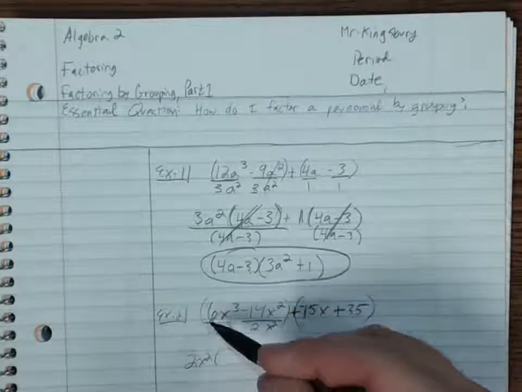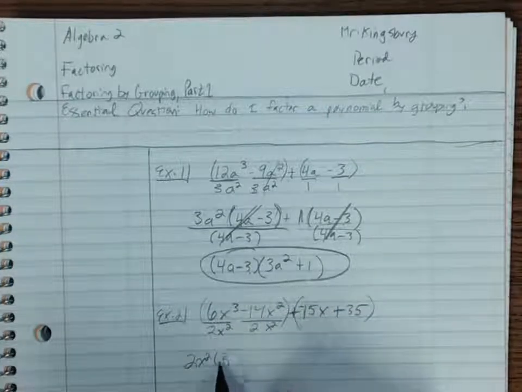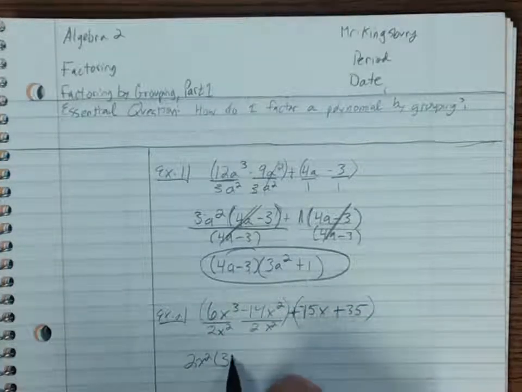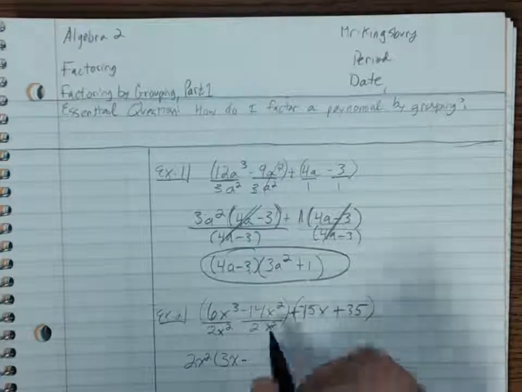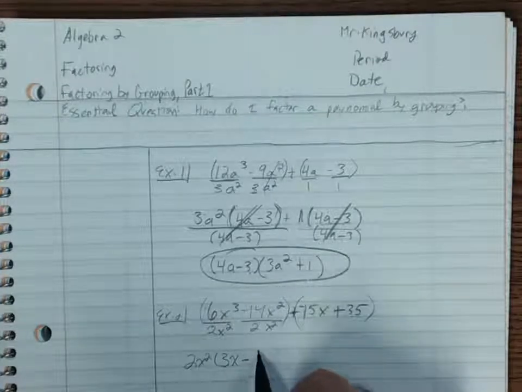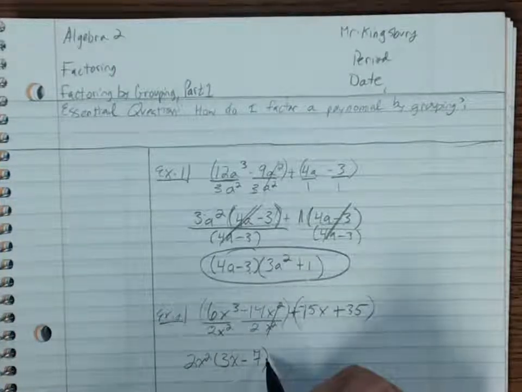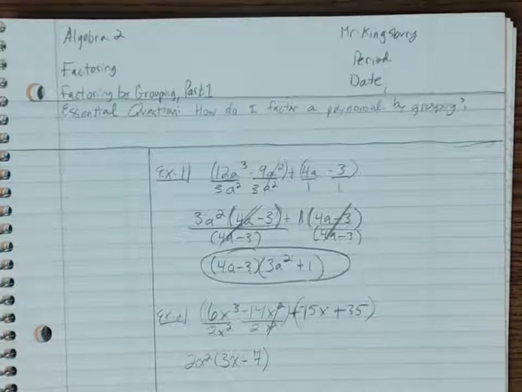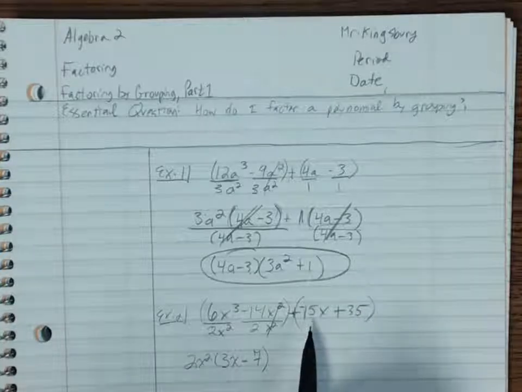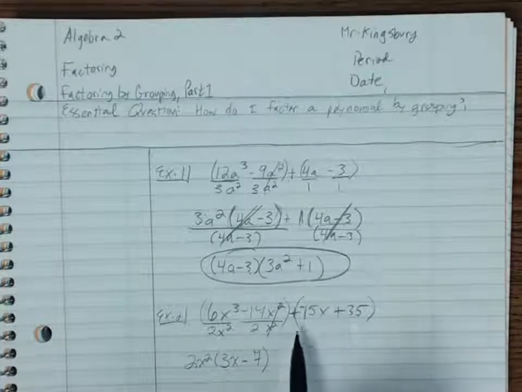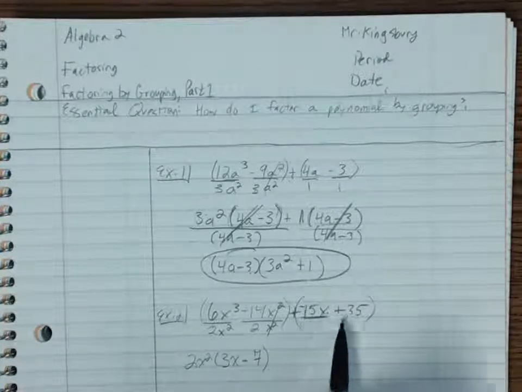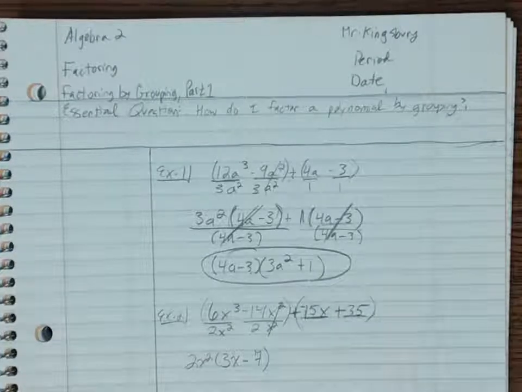And I'm going to factor this out. 6 divided by 2 is 3. x cubed divided by x squared is x. We bring down the minus. 14 divided by 2 is 7. And x squared divided by x squared is 1. 7 times 1 is 7. So far, so good. Then I'm going to factor out here. So I have negative 15x and positive 35.